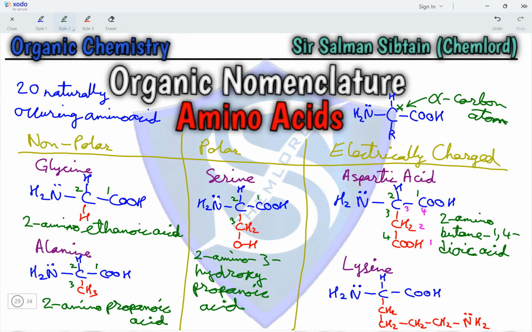Finally, coming to lysine, we begin with the COOH group, and the counting goes 1, 2, 3, 4, 5, and 6. And we've got amino groups present on the second and the sixth carbon atom. So the name of lysine would be 2,6-diamino. And since the carboxylic acid has six carbon atoms present on it, it would be called hexanoic acid. And this is how amino acids are named.